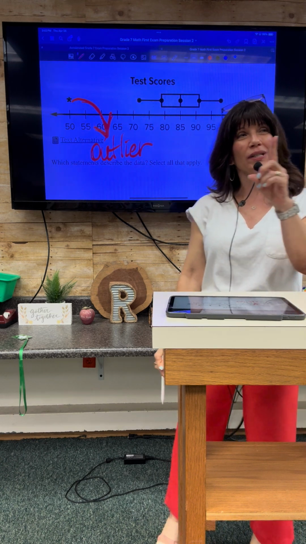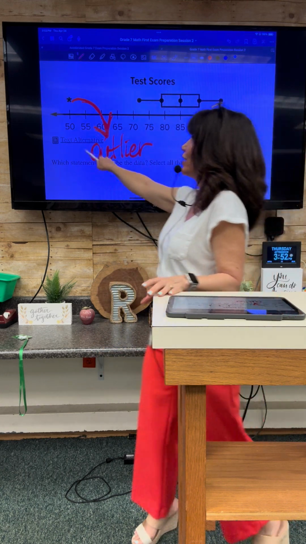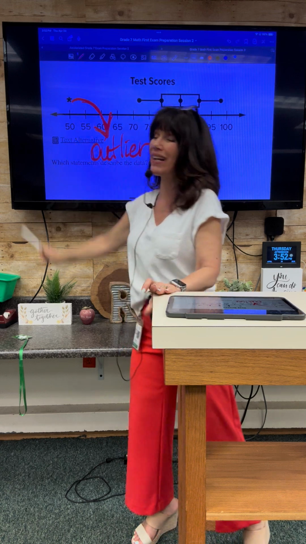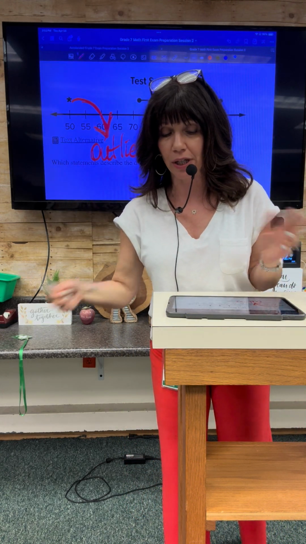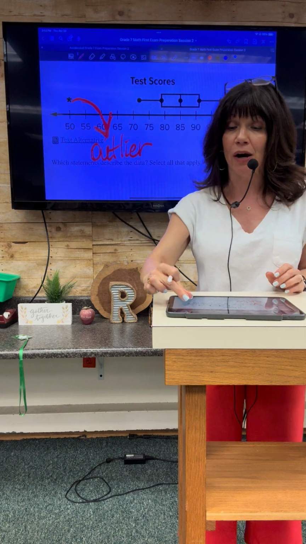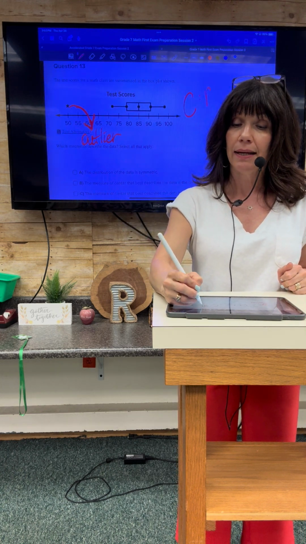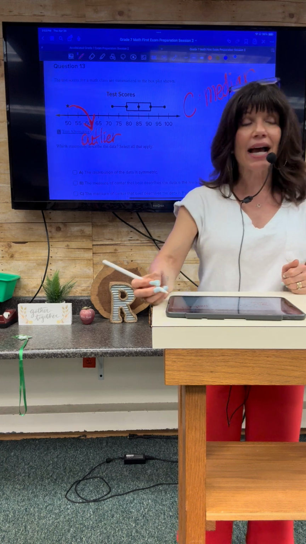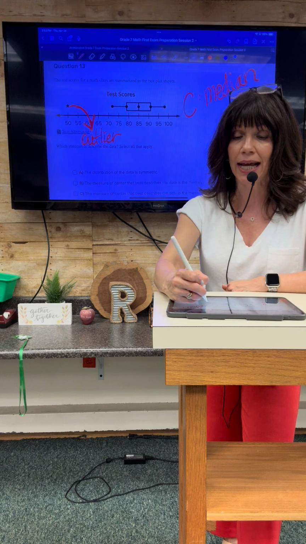But guess what? It only takes one party pooper to spoil the party. And the outlier did just that. So what is it now going to make it? Instead of symmetric, it is asymmetric. So if they ask you about the best version of center, what would you say? Median.